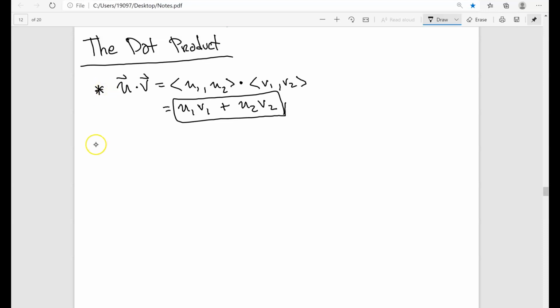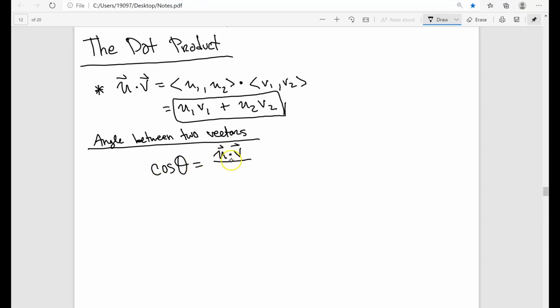Also, here's another formula. If you want to find the angle between two vectors, we have this formula: cosine theta is equal to the dot product of u and v divided by the magnitude of u and the magnitude of v. So you have these two different formulas.